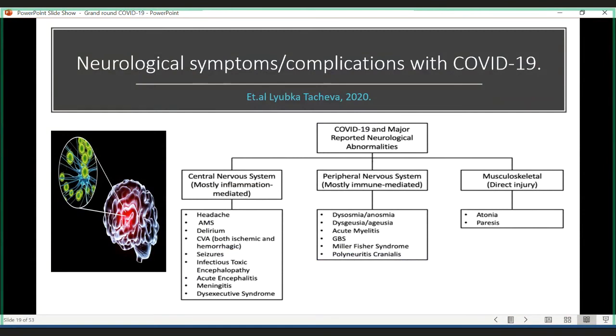So the reported neurological symptoms with COVID-19, as we see here on this diagram, are not only in the central nervous system, but also the peripheral nervous system, and musculoskeletal and muscle injury can happen. The most commonly reported CNS symptoms are headache, dizziness, altered mental status, and strokes. Whereas in the peripheral nervous system, the most commonly reported symptoms are anosmia, dysgeusia, GBS, nerve pain, and muscle injury.